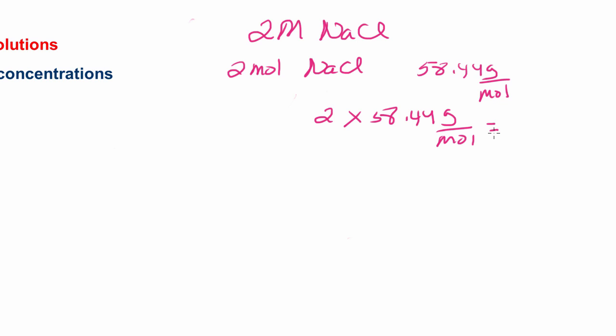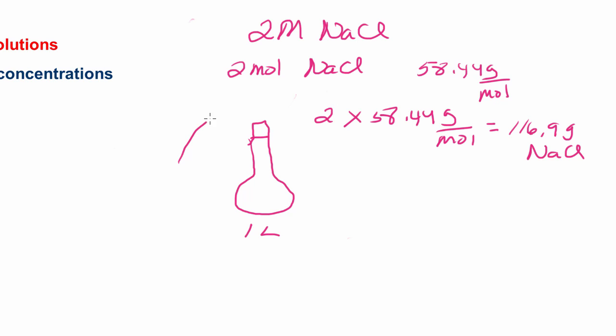And that would give me 116.9 grams of sodium chloride. So I would measure out 116.9 grams of sodium chloride, and I want to make a liter of this. And this is a volumetric flask. So if this is a 1 liter volumetric flask, I would place the 116.9 grams of sodium chloride in there.